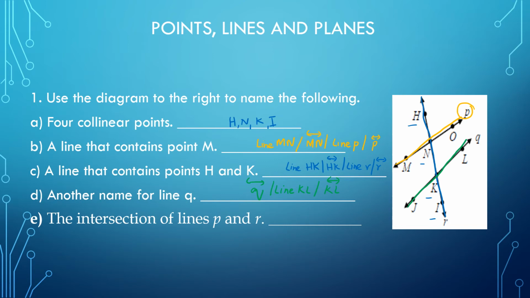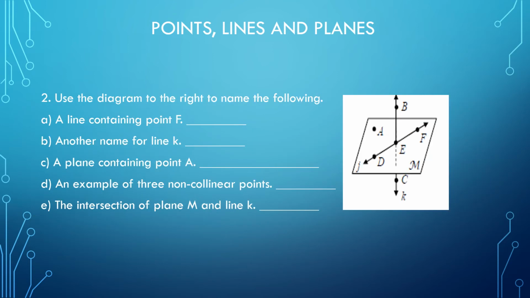Part E is asking for the intersection of lines P and R. So let's erase this first so we can focus on the intersection. Let's make the R line blue and P yellow. The intersection is basically where they both cross each other, and this is the point where they both cross each other, which is point N. You can use the word point and uppercase N, or you can just use the uppercase N, and that will represent the point. Let's work on question number 2.